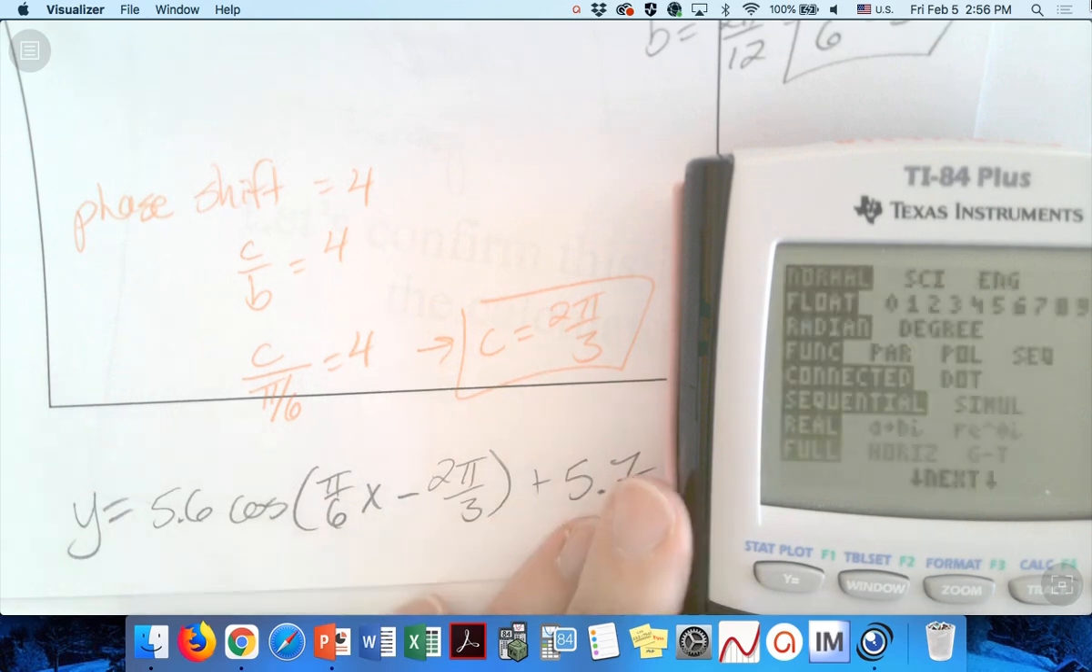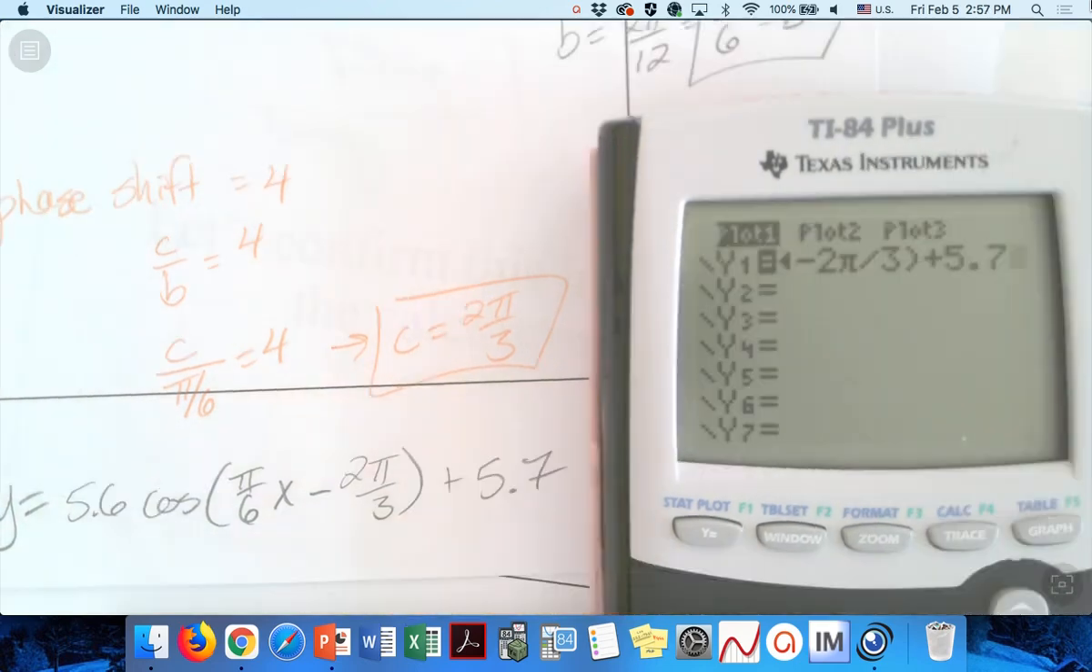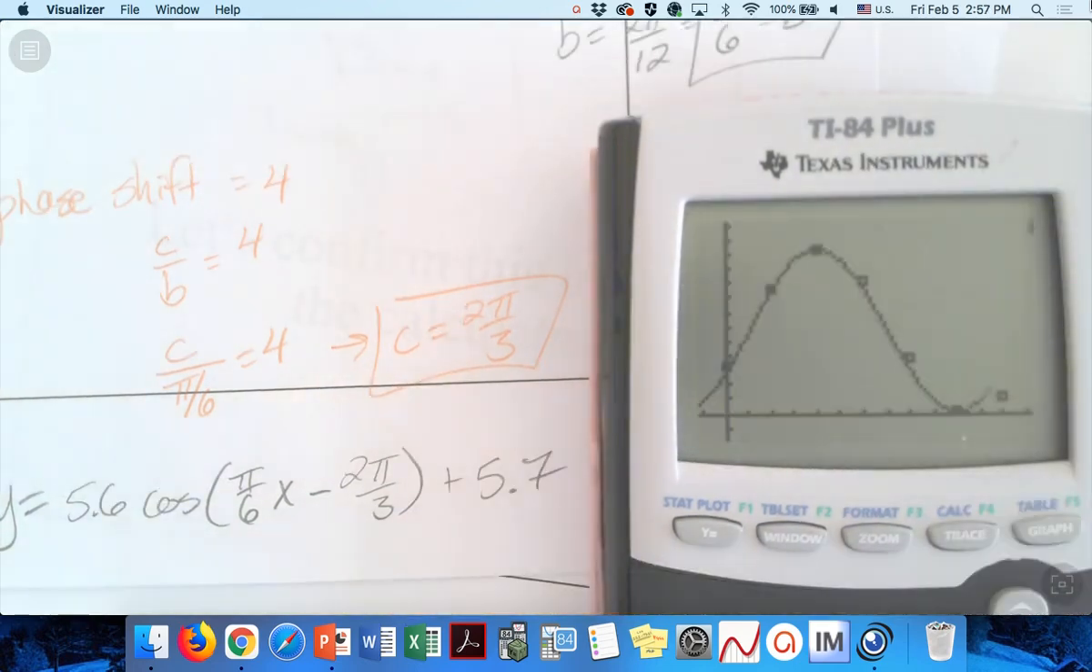We need to make sure you're in radian mode, by the way. All right, did you graph? Yeah, well, it's not perfect data, but it's pretty good. Isn't that cool?